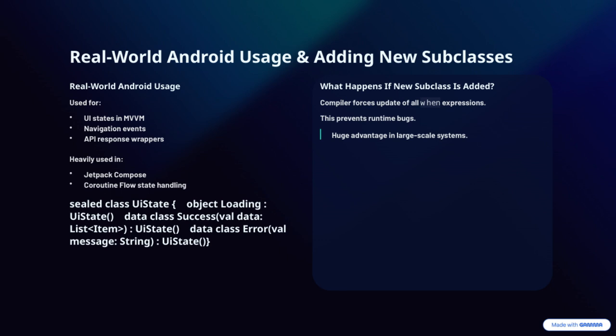For example, if you add a new subclass, say, a loading state, the compiler will remind you to handle this new case wherever your when expressions are used. This is especially useful in complex projects, where missing a new subclass can lead to bugs that are hard to trace. In the context of Jetpack Compose and coroutine flow state handling, these sealed classes are heavily used for managing UI states, navigation events, and API response wrappers. They provide a clear, type-safe way to represent different states your app can be in.